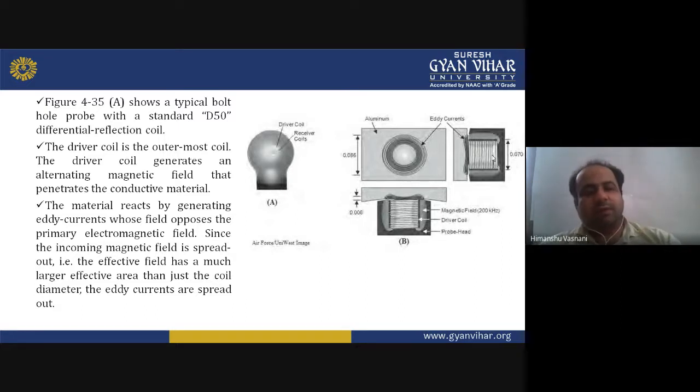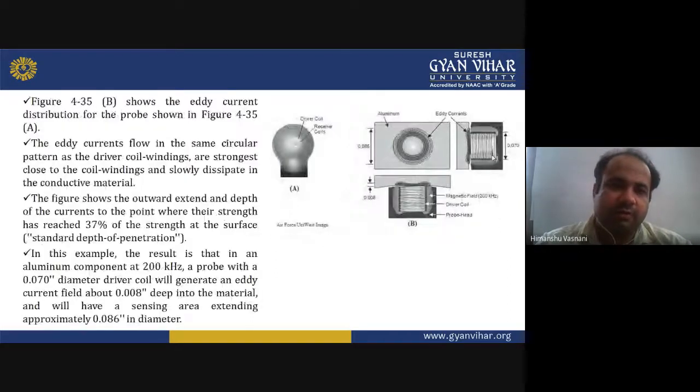Since the incoming magnetic field is spread out, the effective field has a much larger effective area than just the coil diameter. The eddy currents are spread out in this way. You can see in this figure on the right hand side, figure B, the eddy current distribution for the probe.